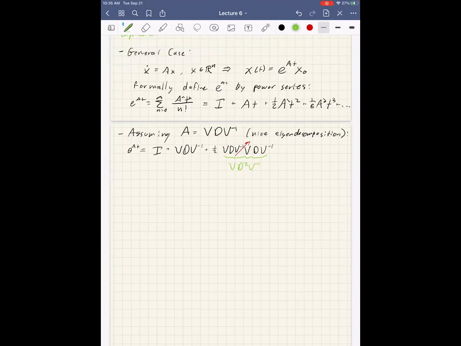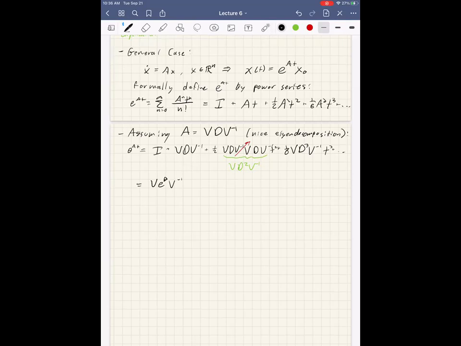And that sort of thing with the V's canceling in the middle keeps happening, so that the higher order terms turn into V D cubed V inverse t cubed, and the t squared term, plus so on. Basically what's happening here is the diagonal matrices are getting exponentiated. The V's on the sides you can pull out of the series. So this whole thing is just equal to V e to the D V inverse.